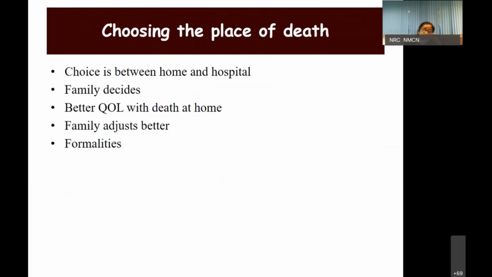Coming to the question of place of death. That is not a decision they make when the death rattle has begun, but certainly before that, there may be a question whether they want the patient to die at home or in the hospital. Of course, the family decides, and you help them decide, because the remaining quality of life is so much better if the death occurs at home in front of the near and dear ones. But that's not always possible.